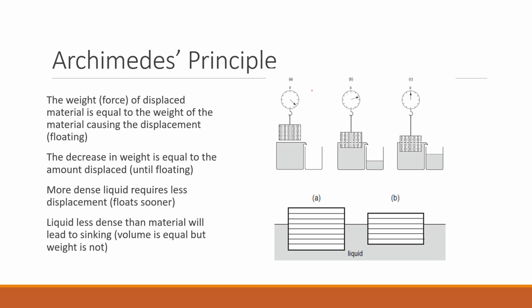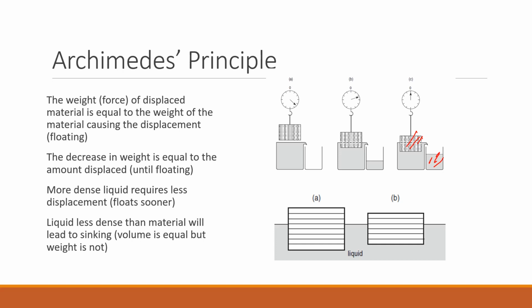So Archimedes' principle is the principle of floating. The weight of displaced material is going to be equal to the weight of material causing displacement. That's what floating is. So that's what we see here. This one's floating. The weight of this should equal, when it's totally floating, that we don't actually have a mass. It's floating on here. It's not pulling anymore. The weight of this material in here should be equivalent to what has displaced it. That is what floating is. So the decrease in weight is equal to the amount displaced.